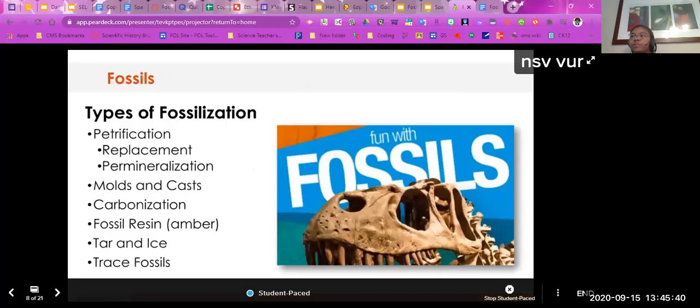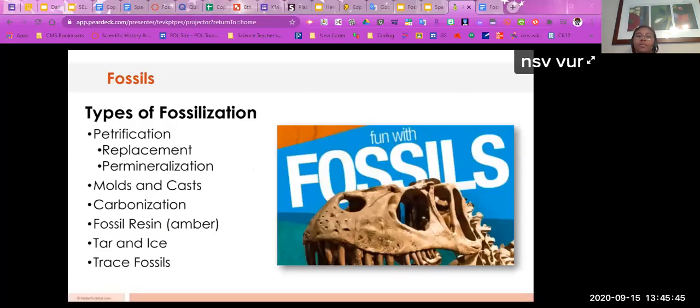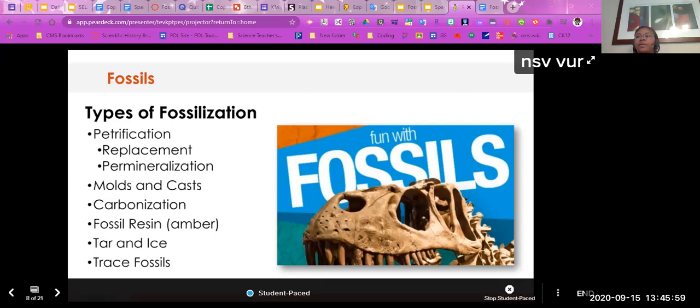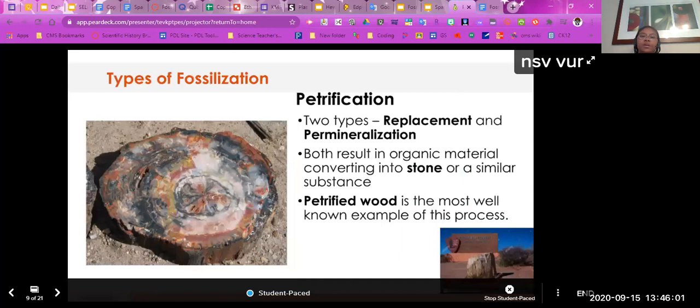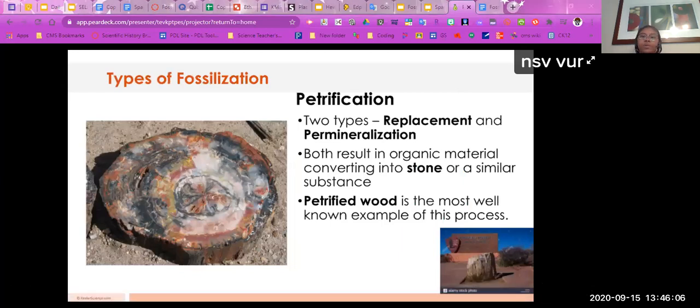All right, so now we're going to talk about the major types of fossilization. This is what our week is going to be centered around. We have petrification, molds and casts, carbonization, fossil resin, tar and ice, and trace fossils as our major types of fossilization. First we're going to start off with petrification. It can be divided into two subgroups, which are replacement and permineralization. Man, that's a hard word.